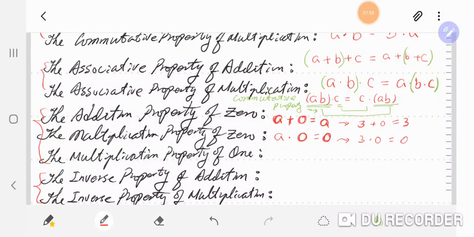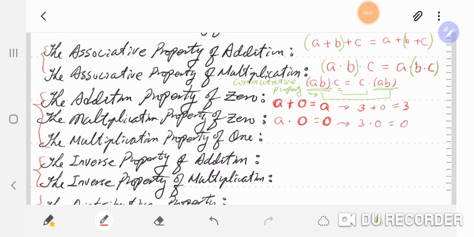Okay, next one. Multiplication property of 1. This expression is a multiplication. So here is number A. Let's say A is a number, and then this number is multiplied by 1. Then the result is always the number, right?